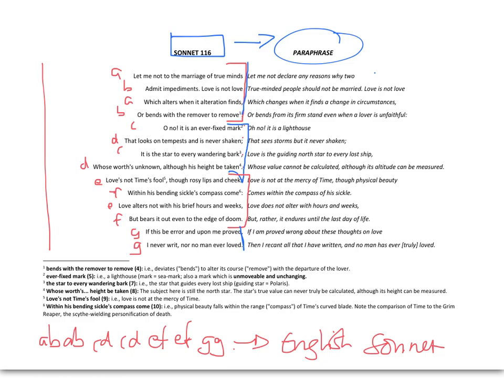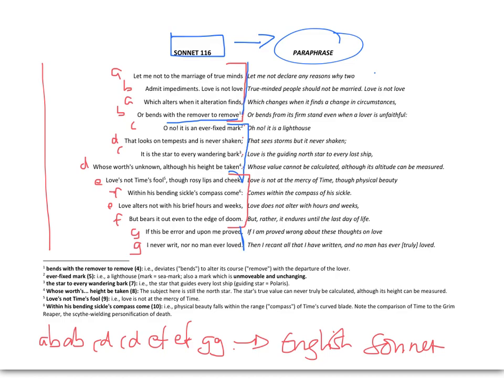It's not corruptible either, he goes on to tell us, because it says, or bends with the remover to remove. And it's basically suggesting that love is rigid, it's solid, and it doesn't bend. It doesn't get snapped. It doesn't bend either way. Even when a lover is unfaithful to the other one, Shakespeare's arguing if you're in love, you're in love. Your love can overcome any problems that you might experience.